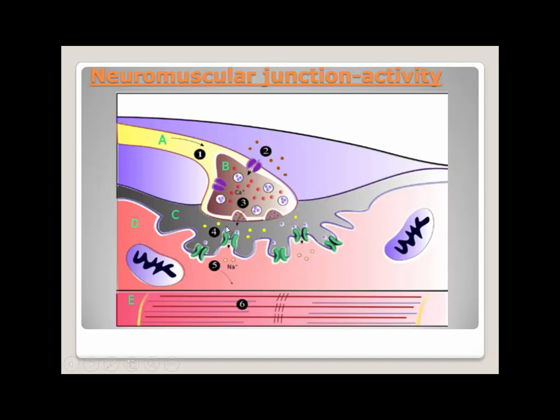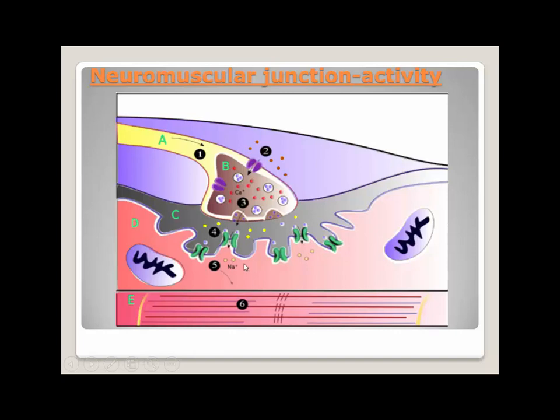That acetylcholine travels across the cleft, binding to its receptors here on the motor end plate. These receptors are ligand-gated channels, and when acetylcholine binds to them, they open up, allowing, importantly, sodium to flood into the cell. Once sodium enters the muscle cell, it changes the resting membrane potential.